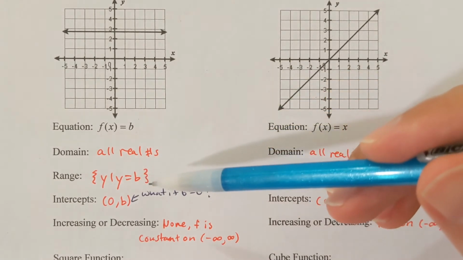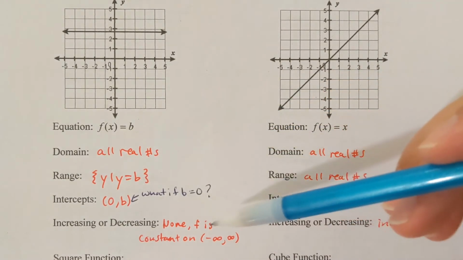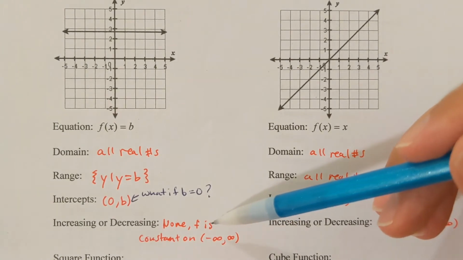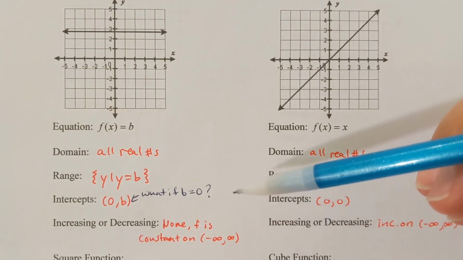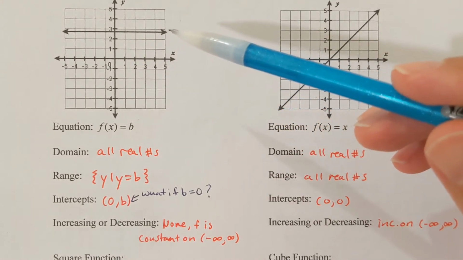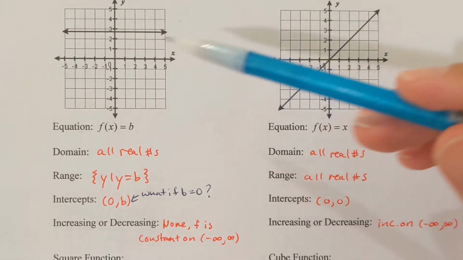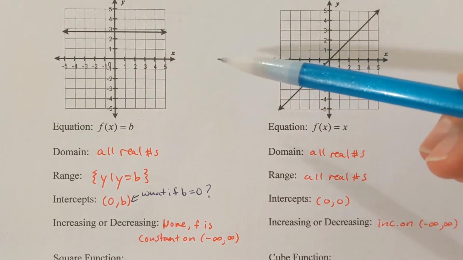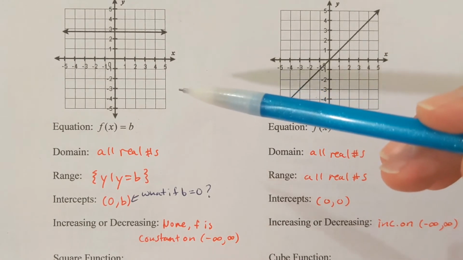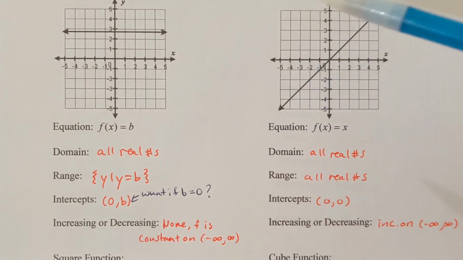Are we increasing or decreasing? Well, none. F is constant on the interval negative infinity to infinity. In other words, anywhere that I draw this line is going to be a horizontal line, and a horizontal line is neither increasing nor decreasing, so we're constant on that part of the graph.